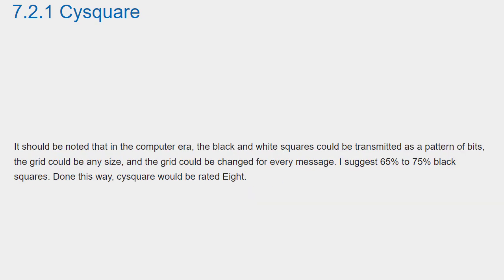It should be noted that in the computer era, the black and white squares could be transmitted as a pattern of bits. The grid could be any size, and the grid could be changed for every message. I suggest 65% to 75% black squares. Done this way, Chi-square would be rated 8.